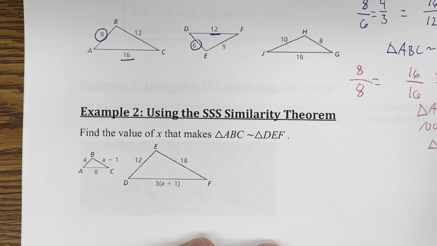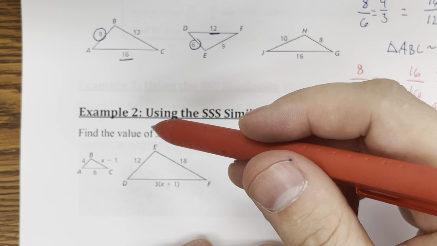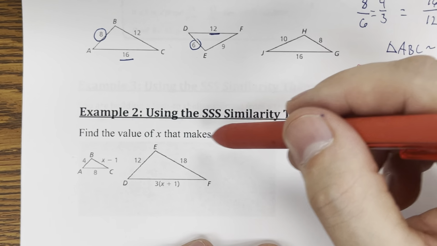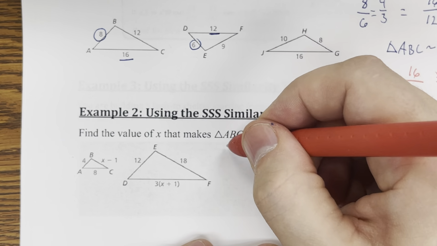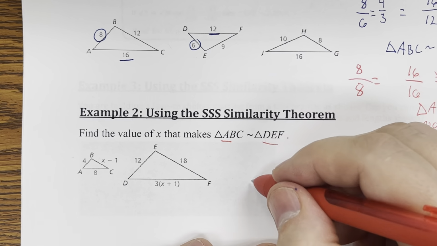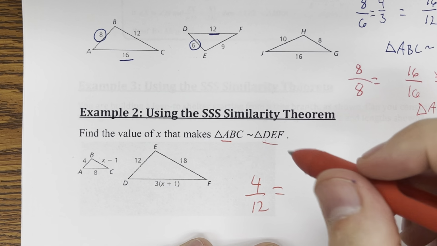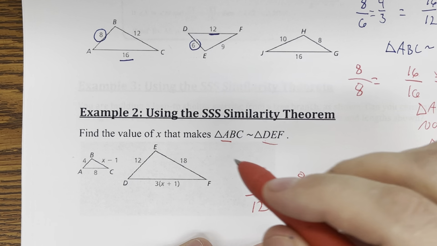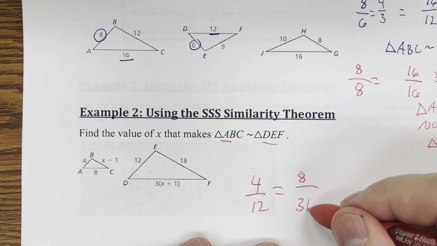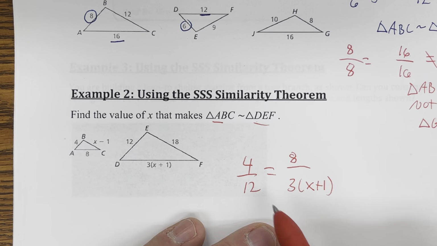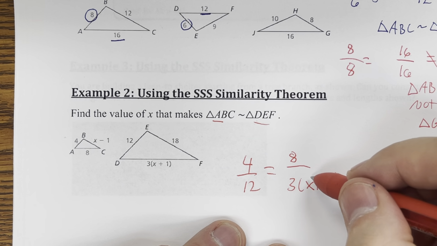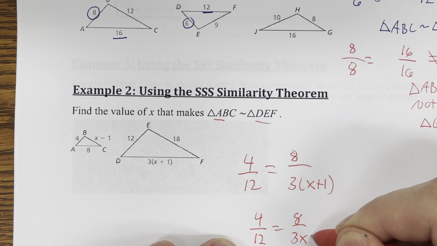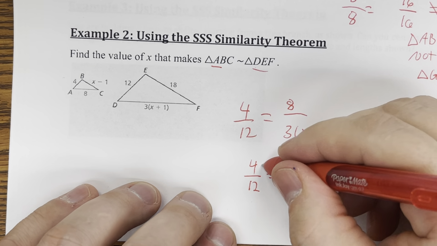Next one says, find the value of x that would make the two triangles similar. So I'm just going to state that AB corresponds with DE. We're good there. So 4 over 12 would have to equal the one that has the x in it, here on the bottom. So 8 corresponds with that. 8 over 3 times x plus 1. Now I'm going to distribute this first and make that a 3x plus 3. Now I can cross multiply to solve.